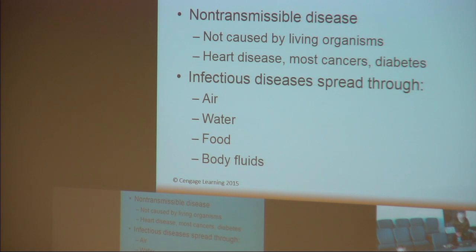So as for other ways that can be spread, there are non-transmittable diseases, okay, not caused by a living organism. So heart disease, cancer, diabetes, some of these can happen based off of your lifestyle. A lot has to do with your diet. Okay, heart disease, cancer, and diabetes. Diabetes, a lot of times, can be managed through your diet.